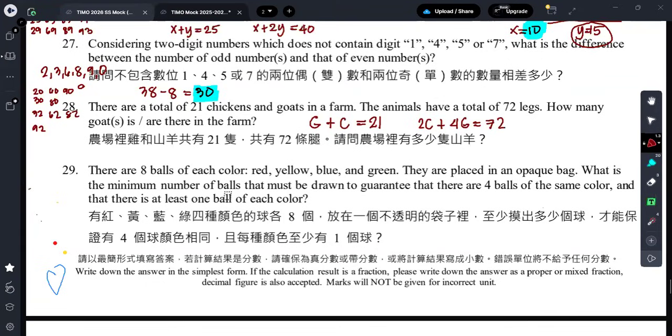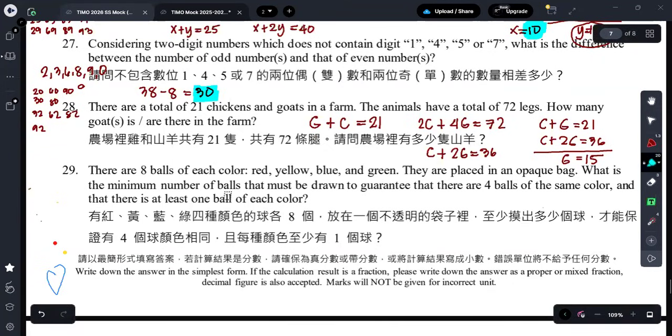So from here, we can simplify. 2C plus 4G equals 72 becomes C plus 2G is equal to 36. So you will have C plus G is equal to 21, and C plus 2G is equal to 36. You subtract them, and you will have G is equal to 15. So there are 15 goats in the farm.